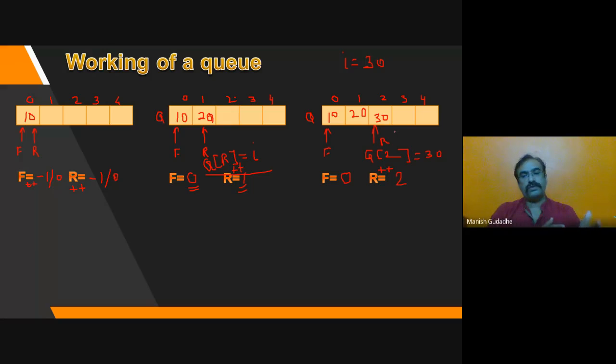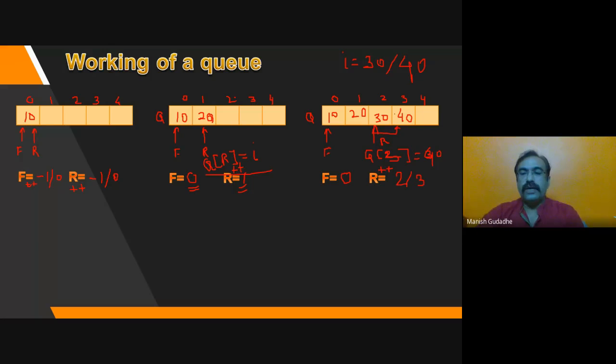The way we did in stack, whenever we were pushing one element, we were incrementing top. Likewise, here we are incrementing r. One more element will be added, r will be incremented. If this element becomes 40, again I am going to add 1 to r, and r will become 3, and q of r, that is q of 3, will become 40. R will now point to this element.